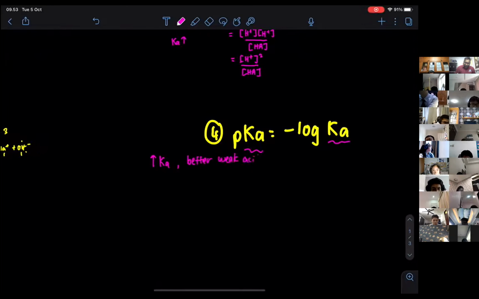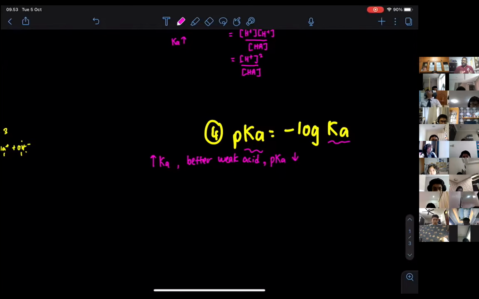Dissociation is more. But for example, similar to pH, if you have a lower pH, it means that it is going to be a very strong acid. If it is a higher pH, like for example 5.5 and so on, then it's a weaker acid. Similar concept: a better weak acid will have a lower pKa. A smaller pKa will indicate that your Ka is large. And this will help us to identify between two weak acids which one will be a better weak acid.